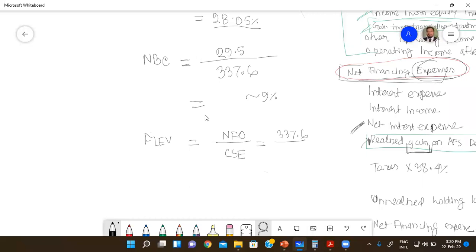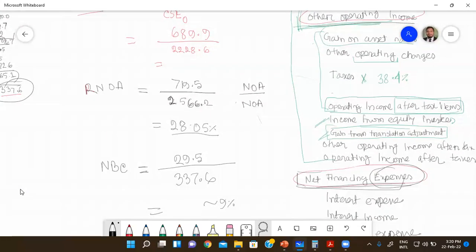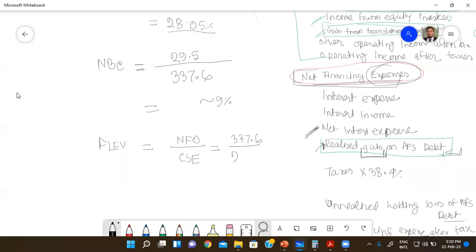And the common shareholders' equity, you also have measured it here. We have used 2,228.6. So this number is approximately 15%. Approximately it is 15%. Or you can say it is like this in a decimal form. Okay, so for 1 taka of common shareholder equity, this company, Starbucks Corporation, has 15 cent or 0.15 taka in net financial obligations or the financial obligations.